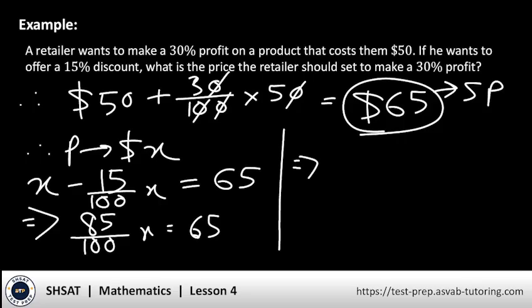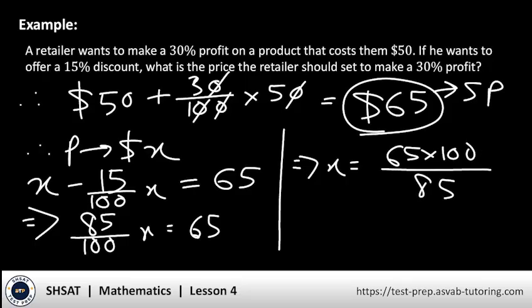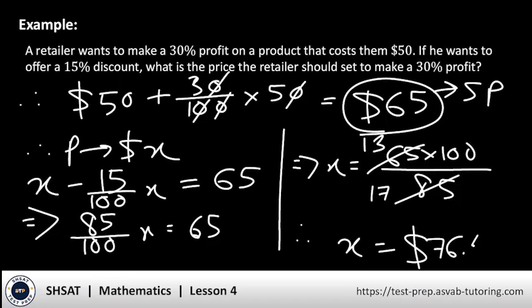So that means 65 equals 85 over 100 X, so X equals 65 times 100 over 85, right? Okay, so now you just do the math. You do 65 over 85. You can simplify using what? Using 5, of course. So that's 13 over 17. So that is 1300 over 17 in total. You can write your answer in decimals or fractions, whatever. So the price is going to be $76.47. Okay? So that is it for this question.